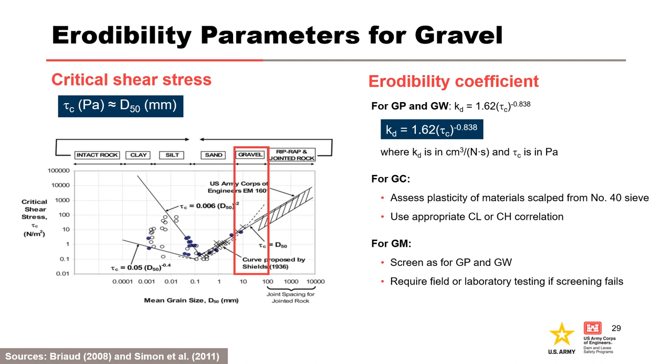For GP and GW soils, use Simon et al. 2011 relationship. For GS soils, use either CL or CH relationship based on the plasticity of the materials scalped from the number 40 sieve. For GM soils, screen as for GP and GW, and if the screening fails, do field or laboratory testing.